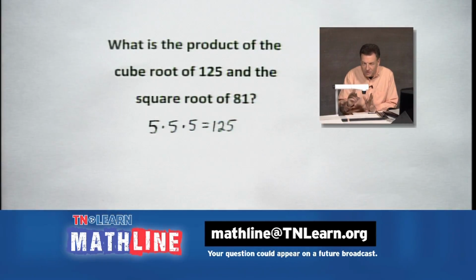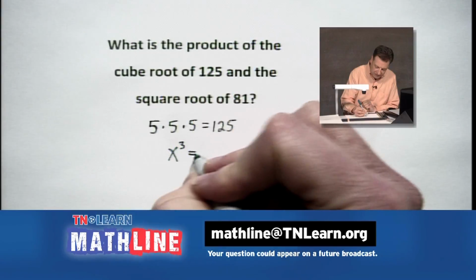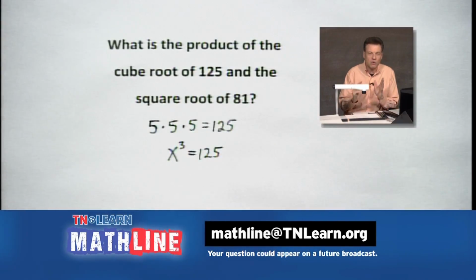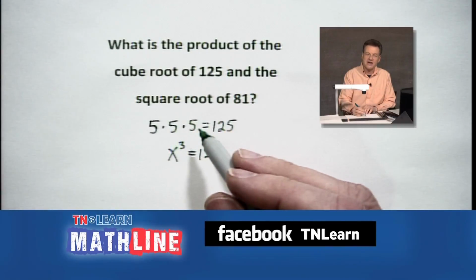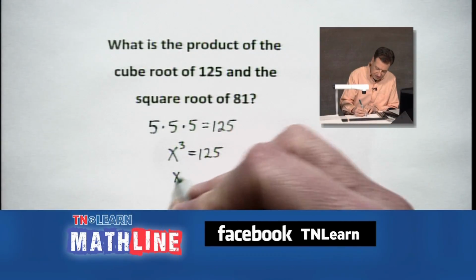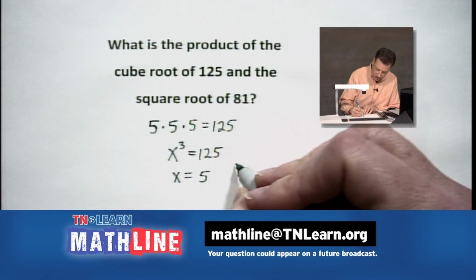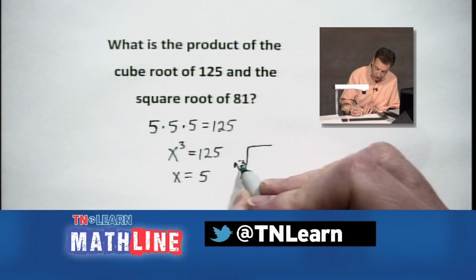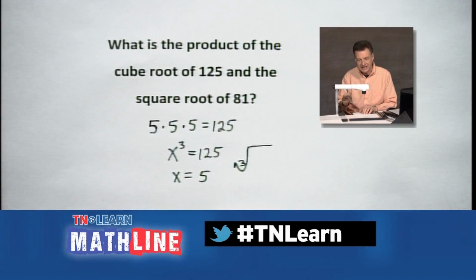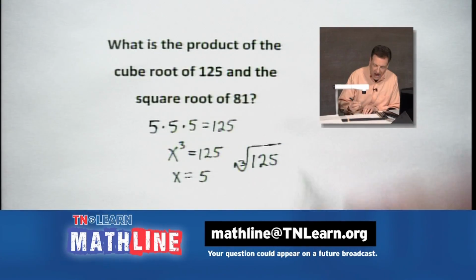Play a little algebra with that we could. We could say, well, what number raised to the third power would give us 125? That's exactly what we're asking here, all right? And it looks like we have determined that number is 5. By the way, the symbol for the cube root looks something like this. It almost looks like a square root, but you put a little 3 in there. We call that the index. And we have 125 under the radical, all right?